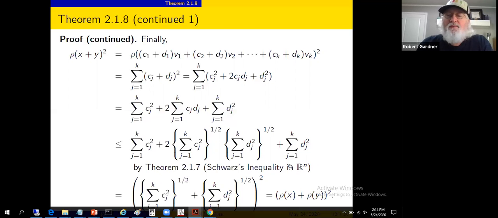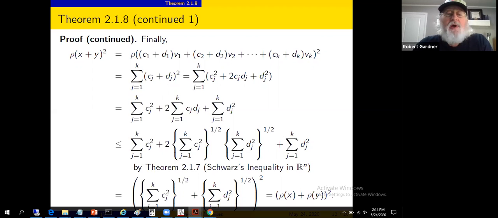In general, it looks like we're in a k-dimensional space, but these are vectors in R^n for some n. And so we can use Schwarz's inequality to say that this is effectively an inner product of x and y. This inner product is less than or equal to the product of these two quantities here. And of course, these are basis norms for us.